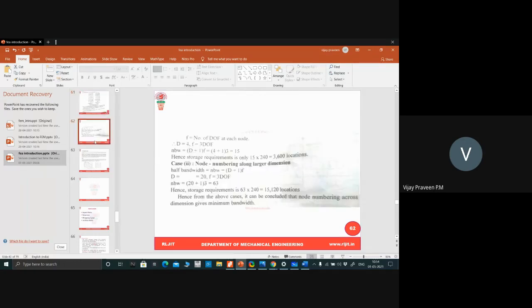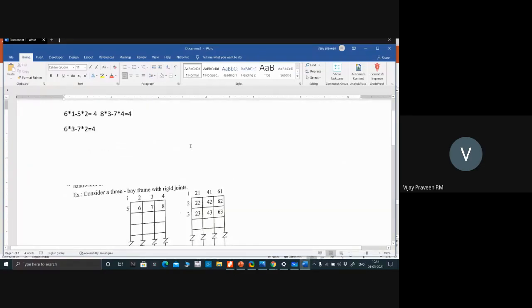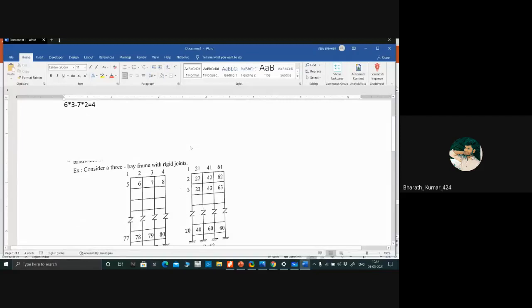But now if you use the banded matrix method, then you can easily store it in 3600. See how much the locations are reduced. That means it will reduce the size of the memory, and the computation time required is also less. Understand? Hello? Yes, sir.